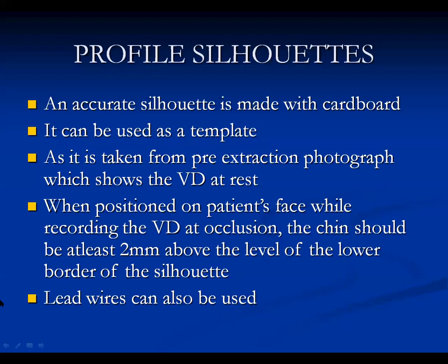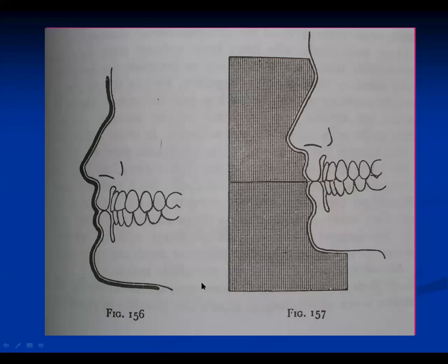For this purpose, we can use a grid wire also. See, like this. This is the silhouette. We primarily put it on this. This is the vertical dimension at rest for that patient. And afterwards I'm decreasing it by 2 mm, down here, like this. I'm asking the patient to raise the mandible up by 2 mm, so I can determine the vertical dimension of occlusion.